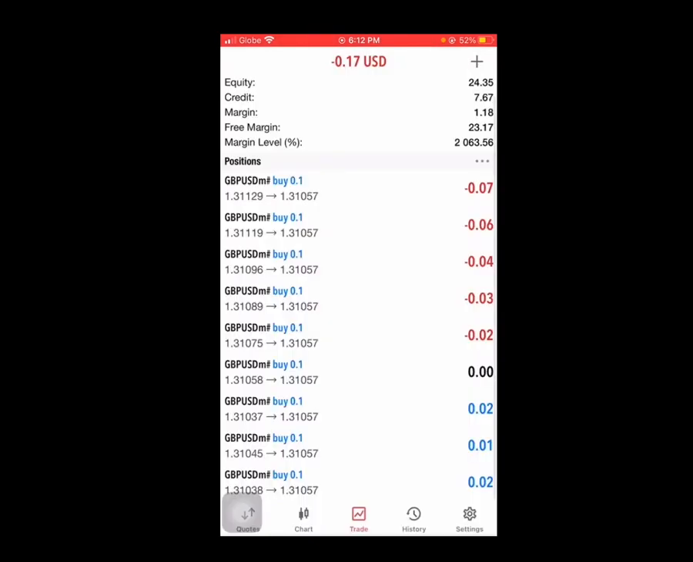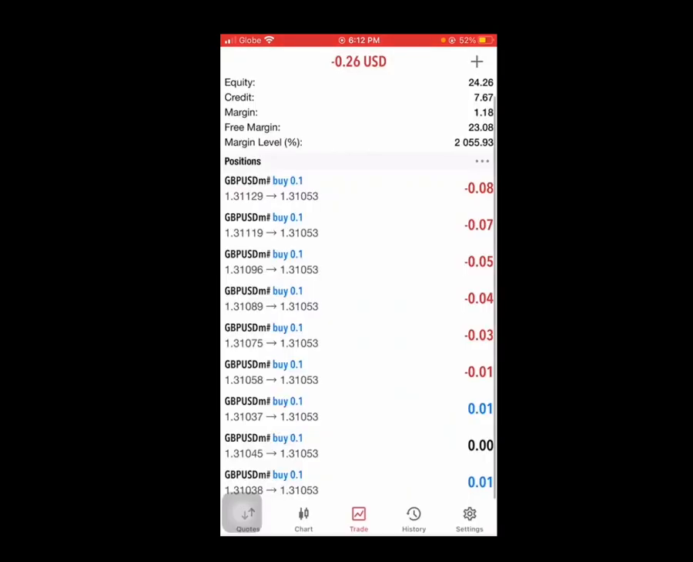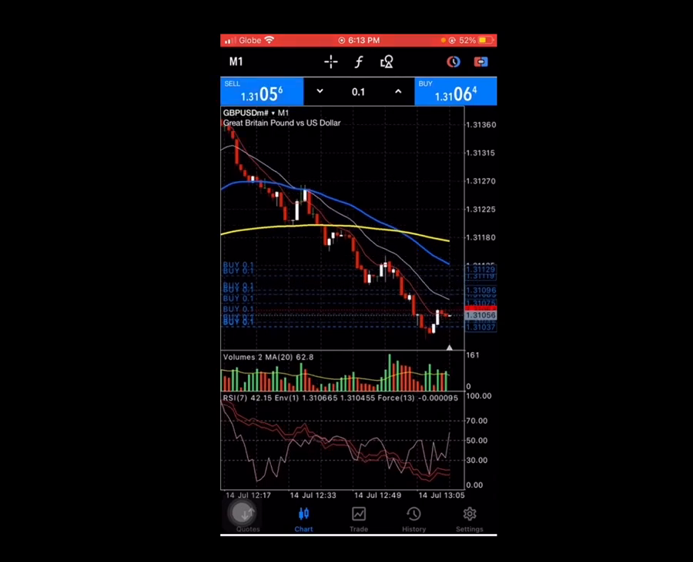We do the entry using the exponential moving average. We have four: the EMA 9, 20, 50, and 200. Those are the levels that we want our price to go back to. Those are our target levels where we want to take profit.